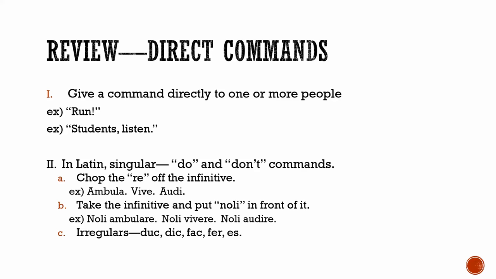There are irregulars: duc, dic, fac, fer, and es. Notice they don't have the vowel. Well, es is from sum, fer is from fero, so it wouldn't have a vowel. Fac is from facio, so make or do, but it just drops the vowel. Dic is say, but it also drops the vowel, and duc is lead, and it also drops the vowel. So just a few irregulars for you to know.